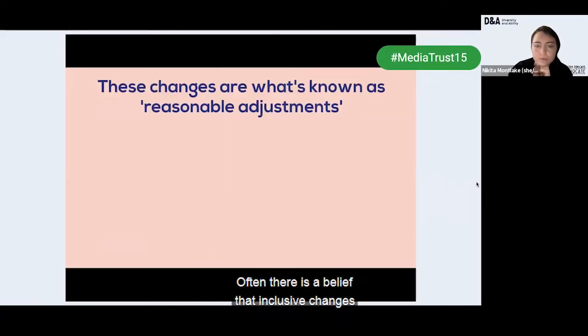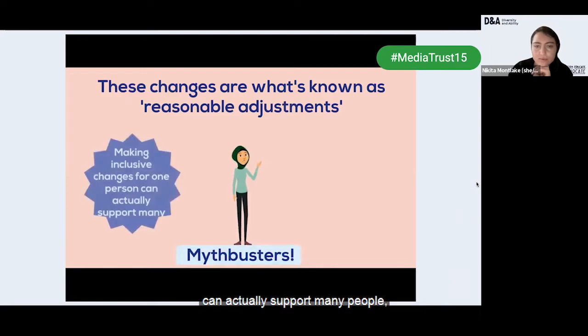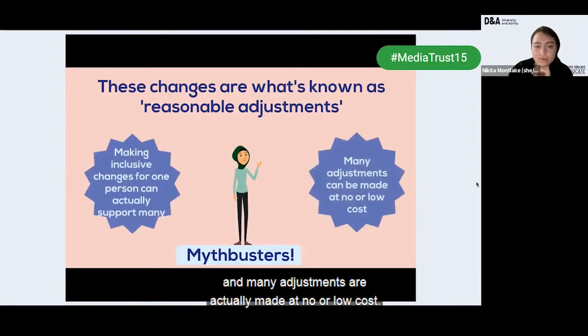Often, there is a belief that inclusive changes are costly and expensive and only support one person. Mythbuster: making inclusive changes for one person can actually support many people, and many adjustments are actually made at no or low cost.